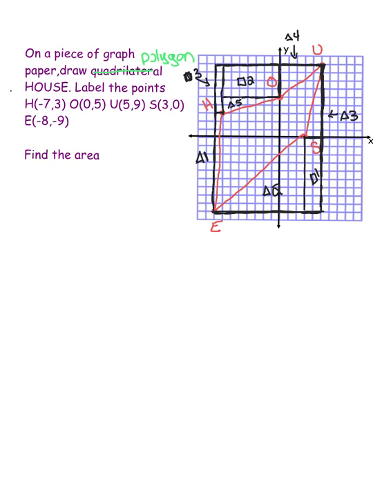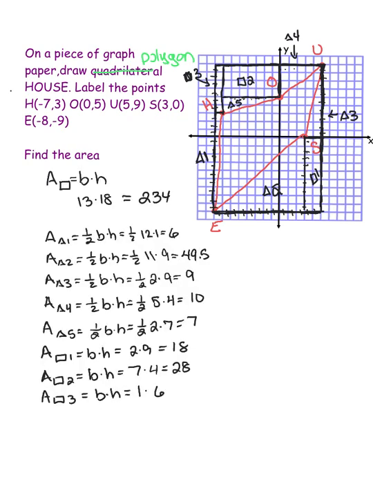I'm going to find the area of the giant black box, and then I'm going to subtract all the smaller triangles and the smaller rectangles, and I will be left with the area of that red polygon. So now if I look at my work, again, it's a lot of writing, it's annoying, and it's counting boxes. So I have the areas of my 5 triangles: 6, 49.5, 9, 10, 7. I also have the areas of the 3 boxes: 18, 28, that should have said, and 6.